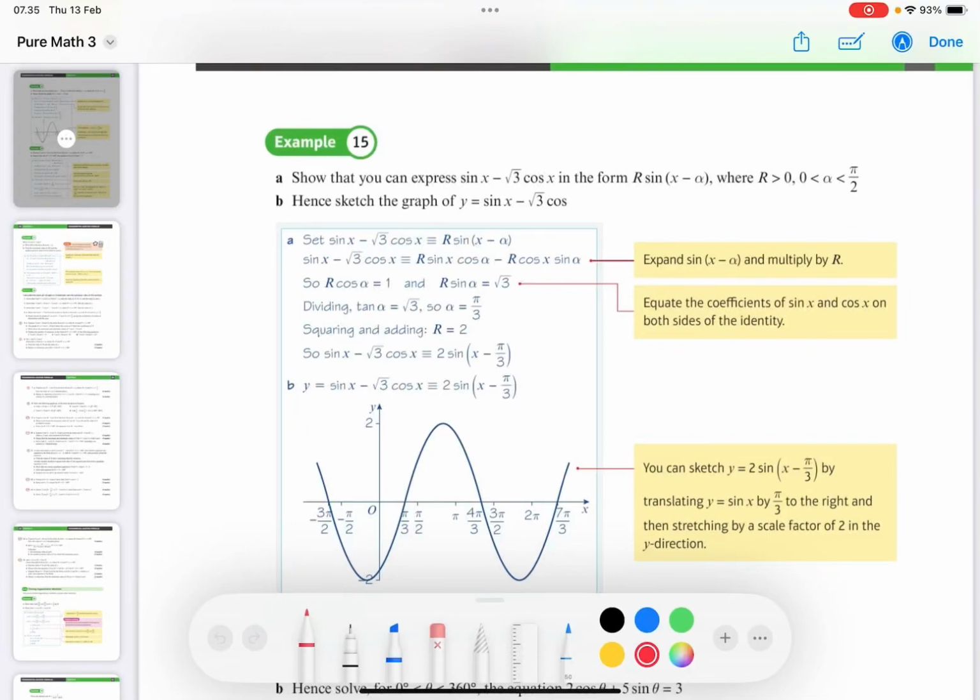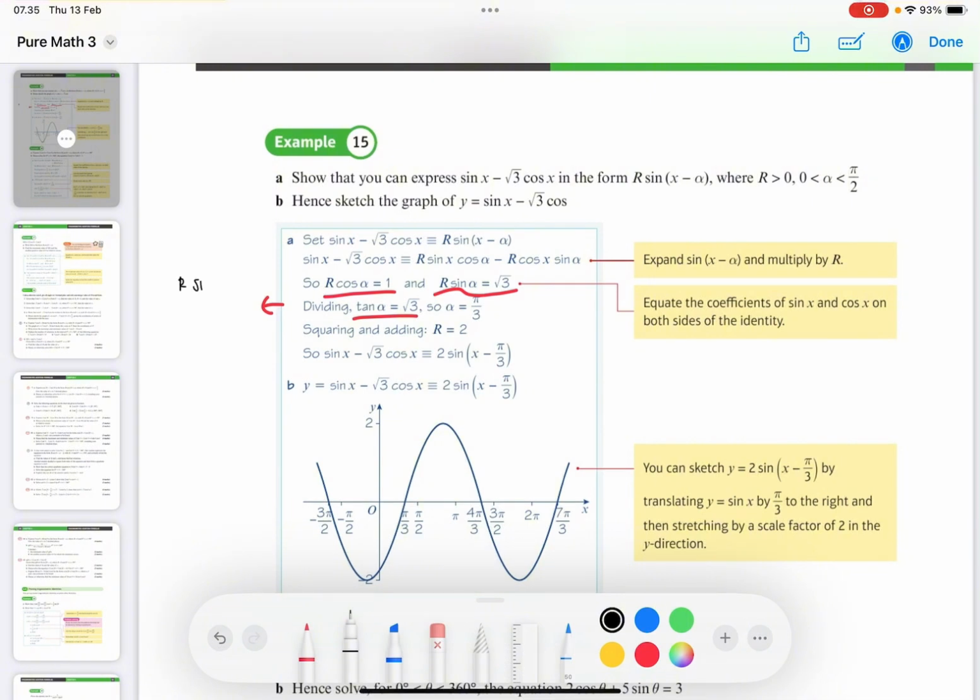Okay, so continue. For example, here the example 15 show that you can express sine x minus root 3 cos x in the form of r sine x minus alpha, where r is greater than 0 and alpha is from 0 until pi over 2. The way is just the same like before, right? We're going to have two equations right here.